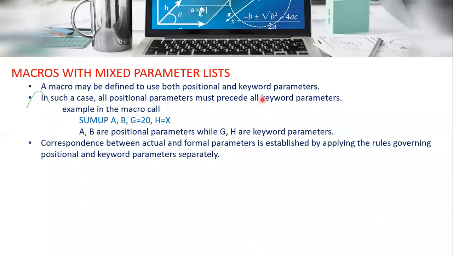First of all, we need to write all positional parameters, because in the case of positional parameters, we need to map the actual parameter to the given positional parameter. That sequence must matter. After that, we can use the keyword parameters. That's why, when we write the example, we can see the example here.